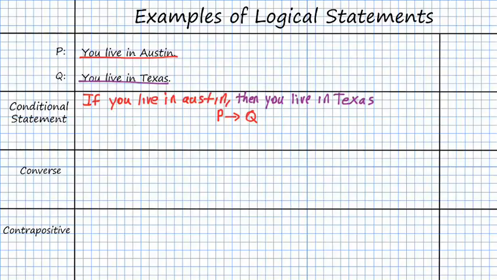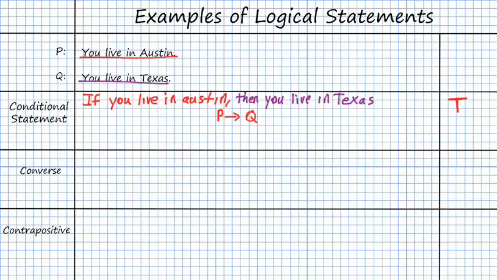And so let's evaluate if this is true or not. So if you live in Austin, then you live in Texas. Well, we're going to go ahead and say that that's true. We're going to assume that we're not talking about any other Austins. We're only talking about the Austin that we know is weird and is in Texas.